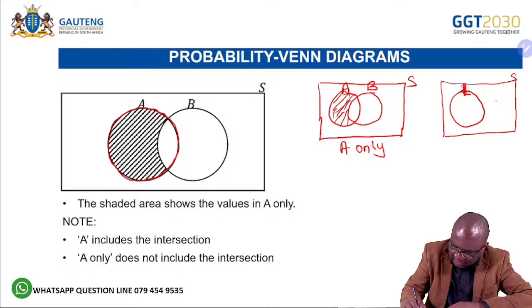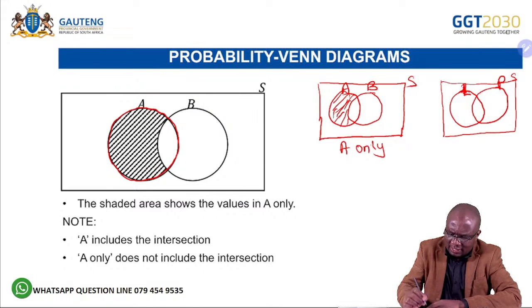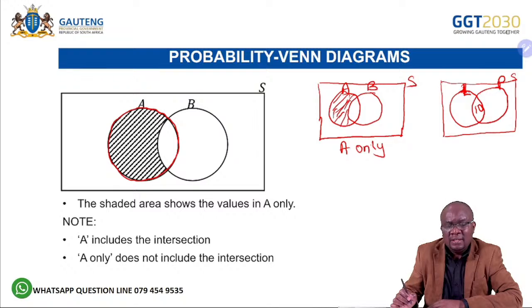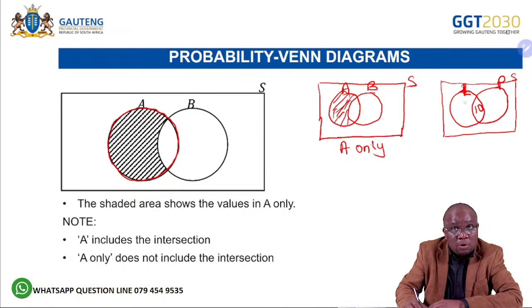Let me put L here, and then P for physical sciences. Okay? Right, and then we have the intersection, let's say 10. Here, L only means life sciences only, let's say 5. And then physics, let's say 11. And then let's say we have 2 there.